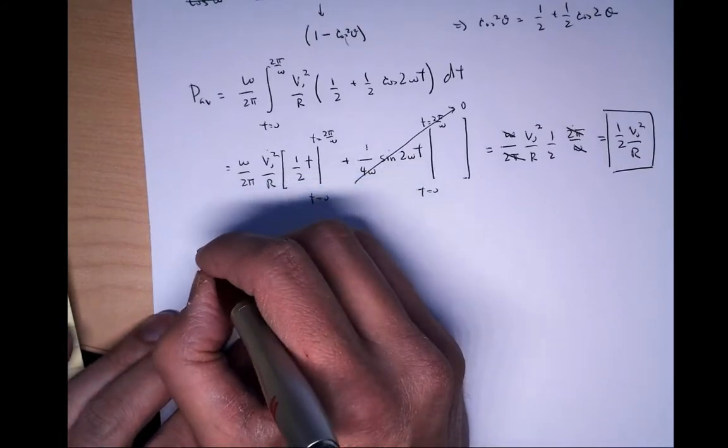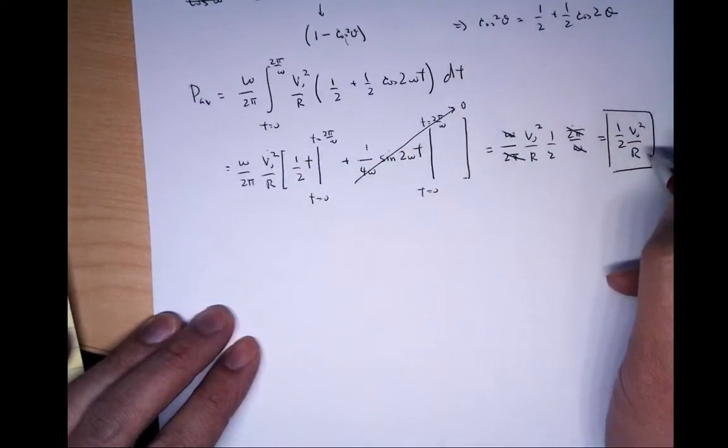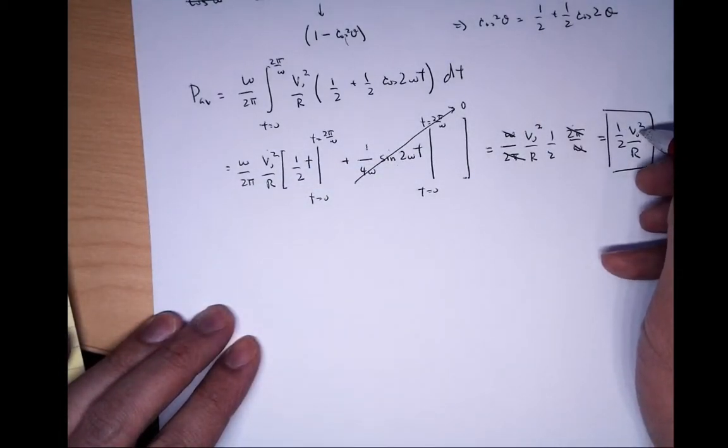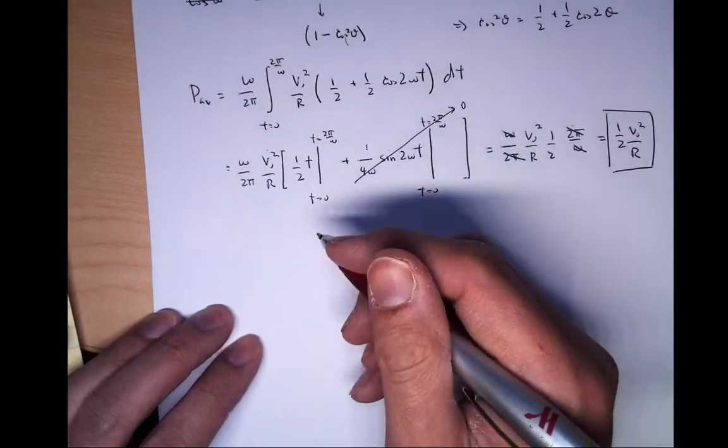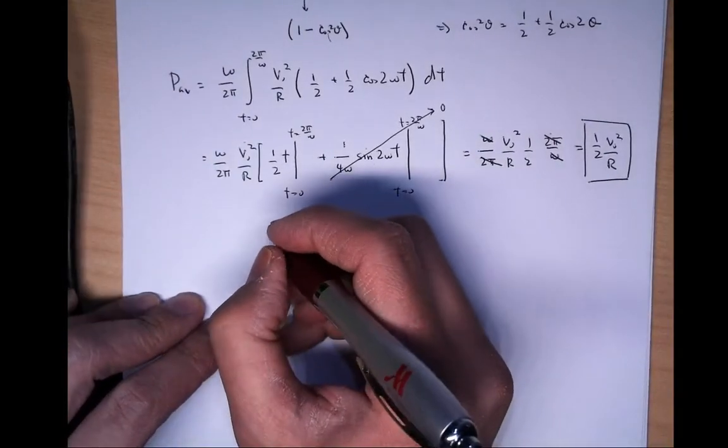Now, basically, if you had a straight battery, DC power supplying V0, it would be V0 squared over R. So the amount of power you get is half that, right? Because it's oscillating.